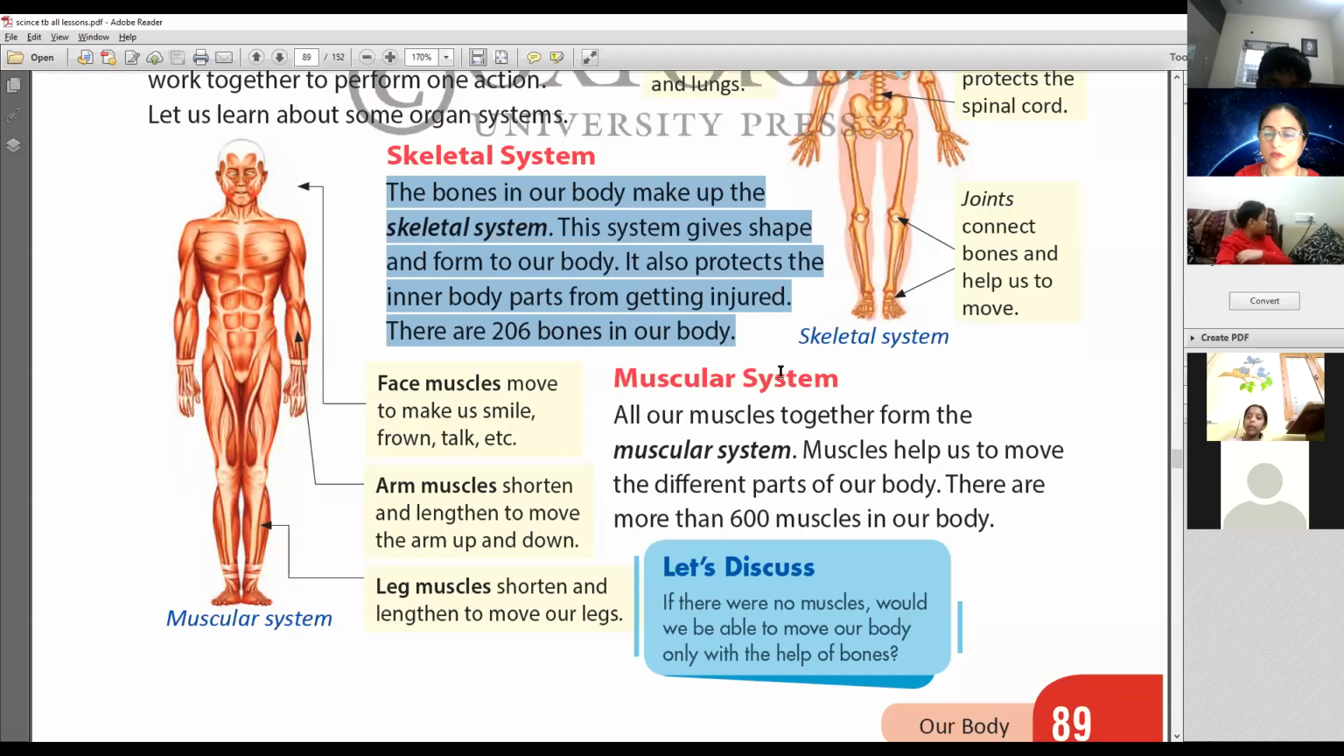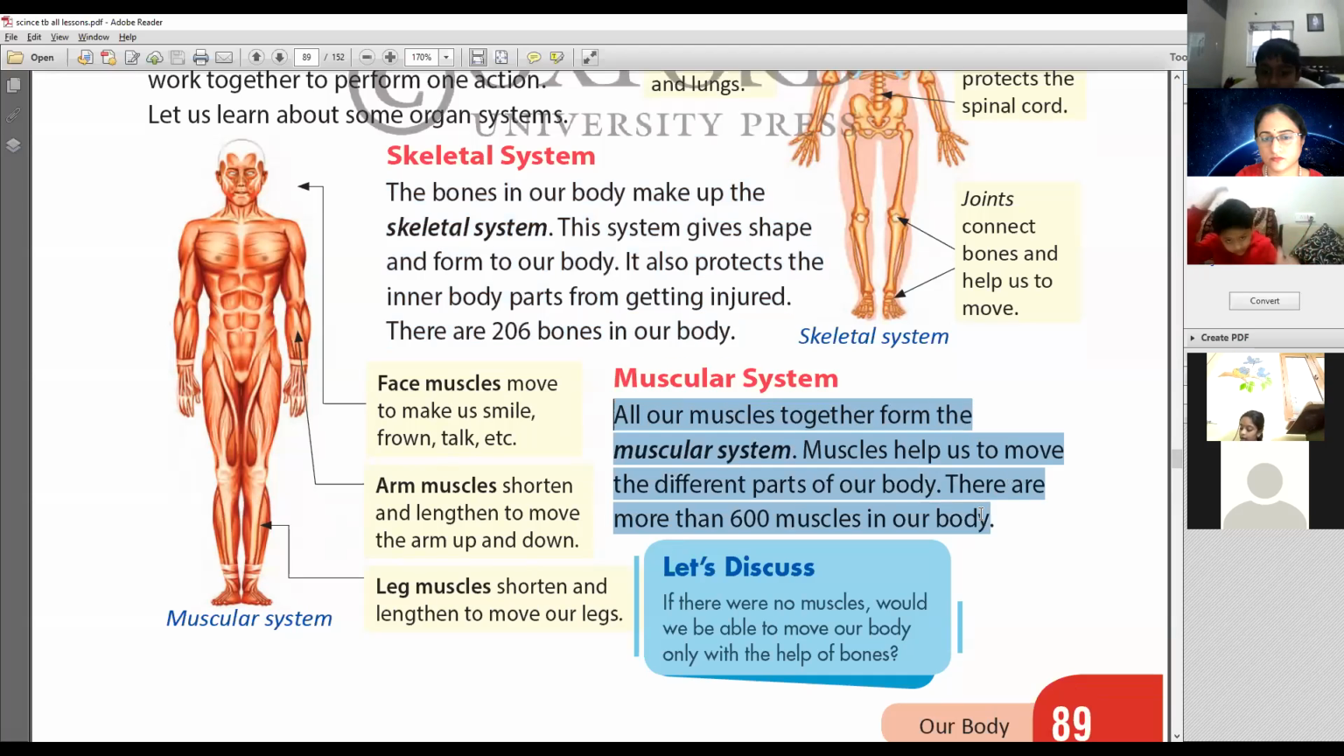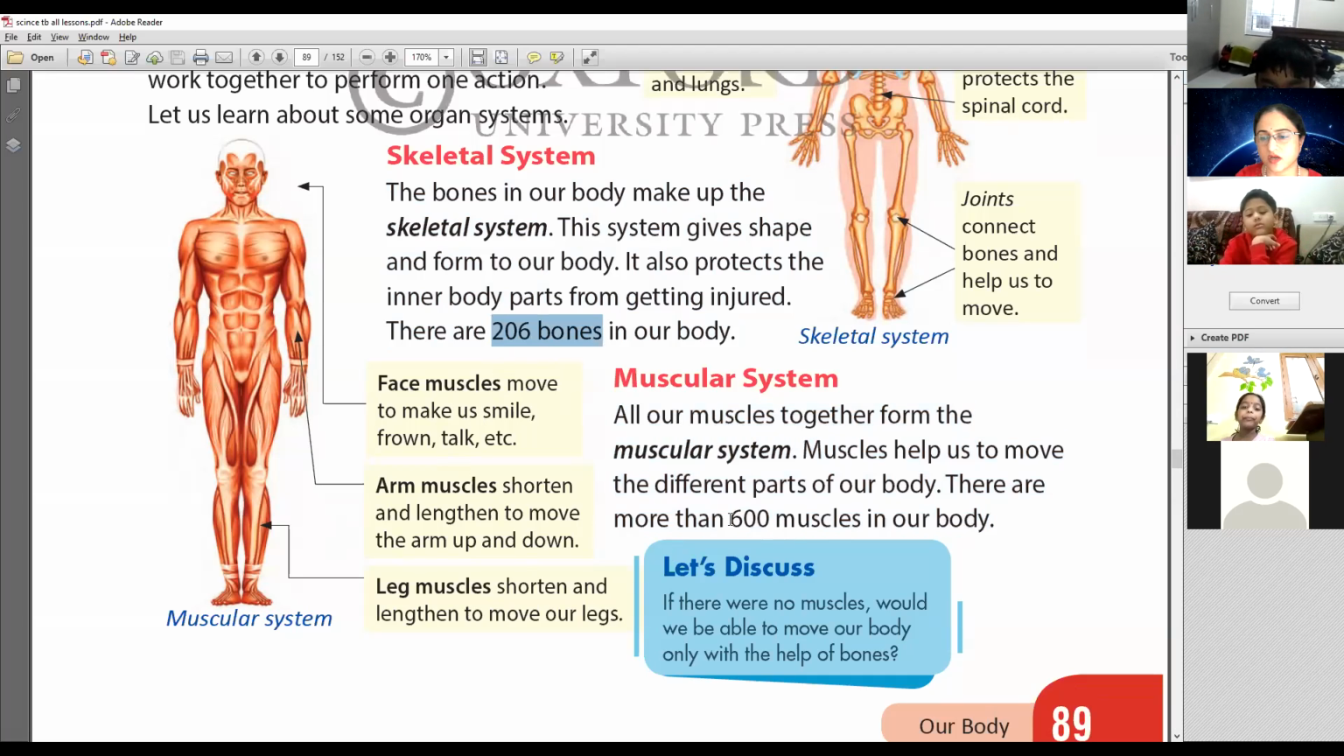Havisha, first read about the muscular system. I'll ask some other kid to read about the extra parts. Muscular system. All our muscles form the muscular system. Muscles help us to move different parts of our body. There are more than 600 muscles in our body. Yeah, 206 bones, 600 muscles.